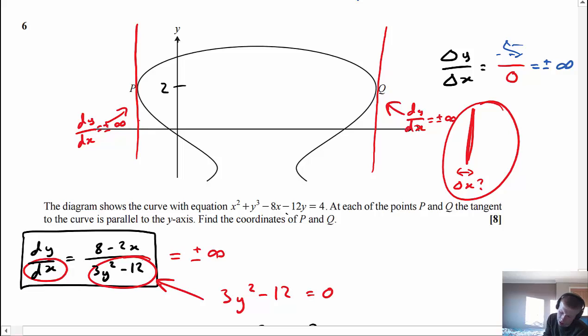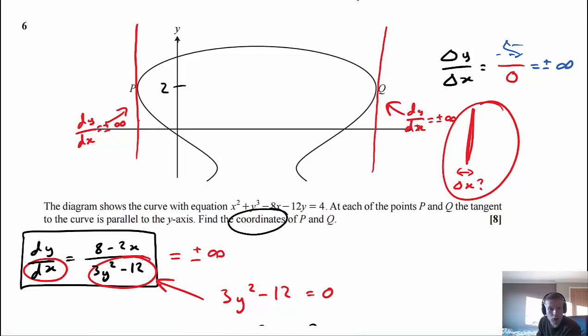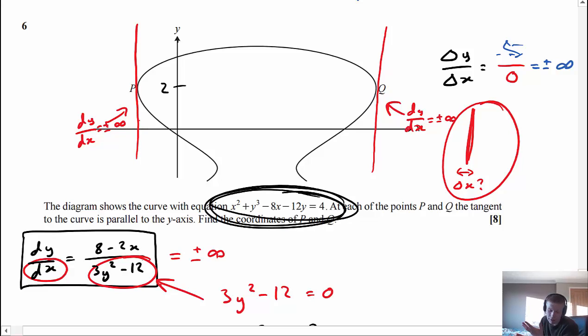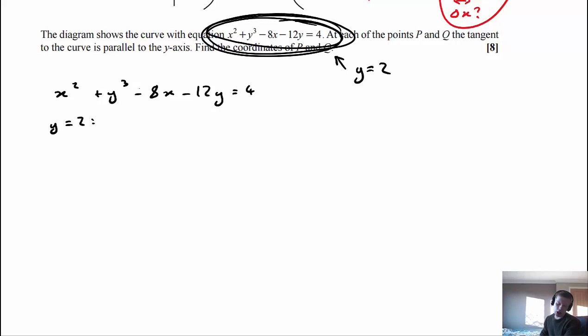But remember, we've been asked to find the coordinates of P and Q. So we know the y coordinate of P and Q is 2, but we want to find the x coordinate. Well, we've got an equation which links x and y together. It's the thing we were given up here. It's horrible, but all we have to do is substitute y equals 2 into that, and we'll find out what x is. So let's just go for it.